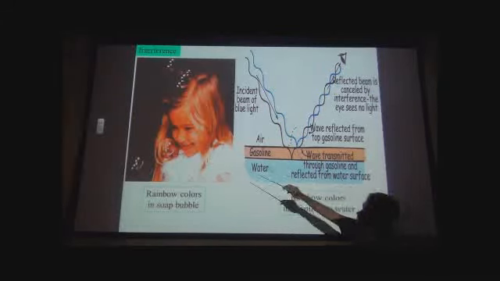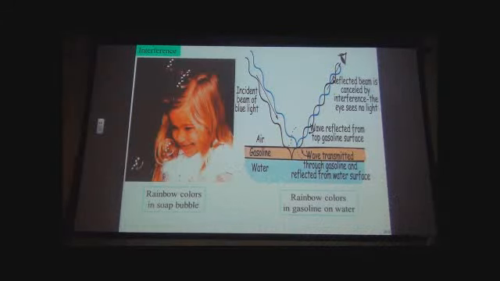Now the same effect is happening on a soap bubble, except that the film of soap is changing. As time goes on, it's evaporating, right? And the soap bubble is not exactly uniform either. So the thickness of the bubble changes at different places, causing those interference fringes to move around the bubble until it pops. That's pretty neat.